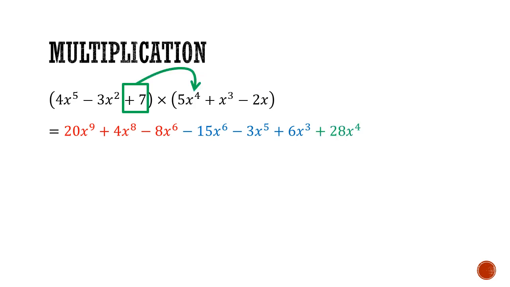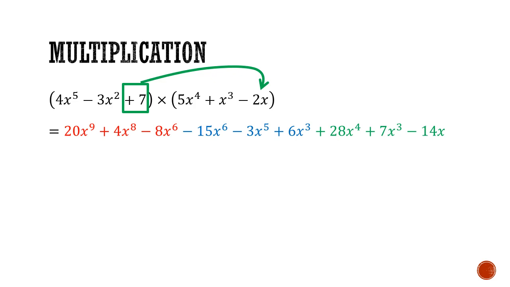So let's move on to the last term, which is the constant term 7. 7 times 5x to the power of 4 gives us 35x to the power of 4. 7 times x cubed is 7x cubed. 7 times negative 2x is negative 14x. Now you can see we get 9 terms in total.